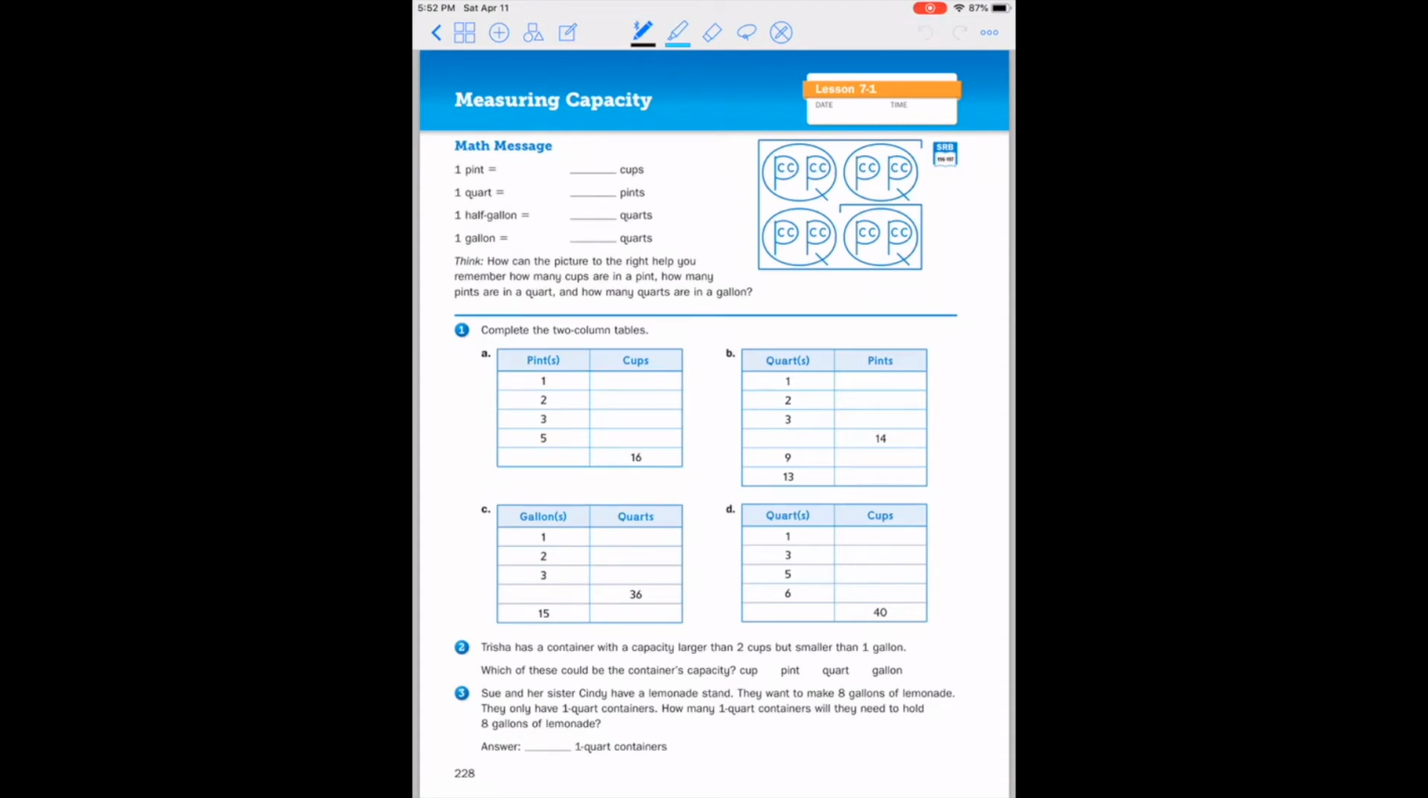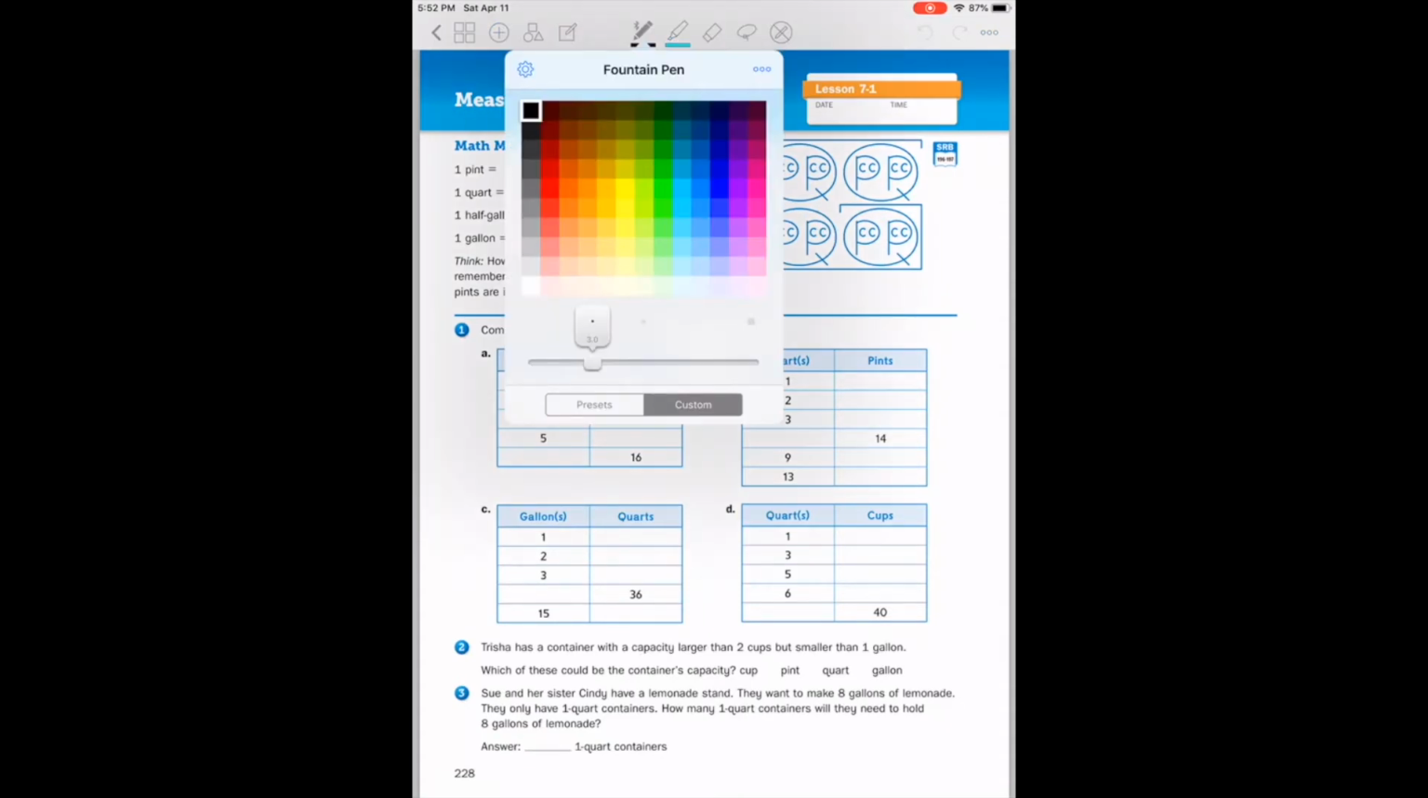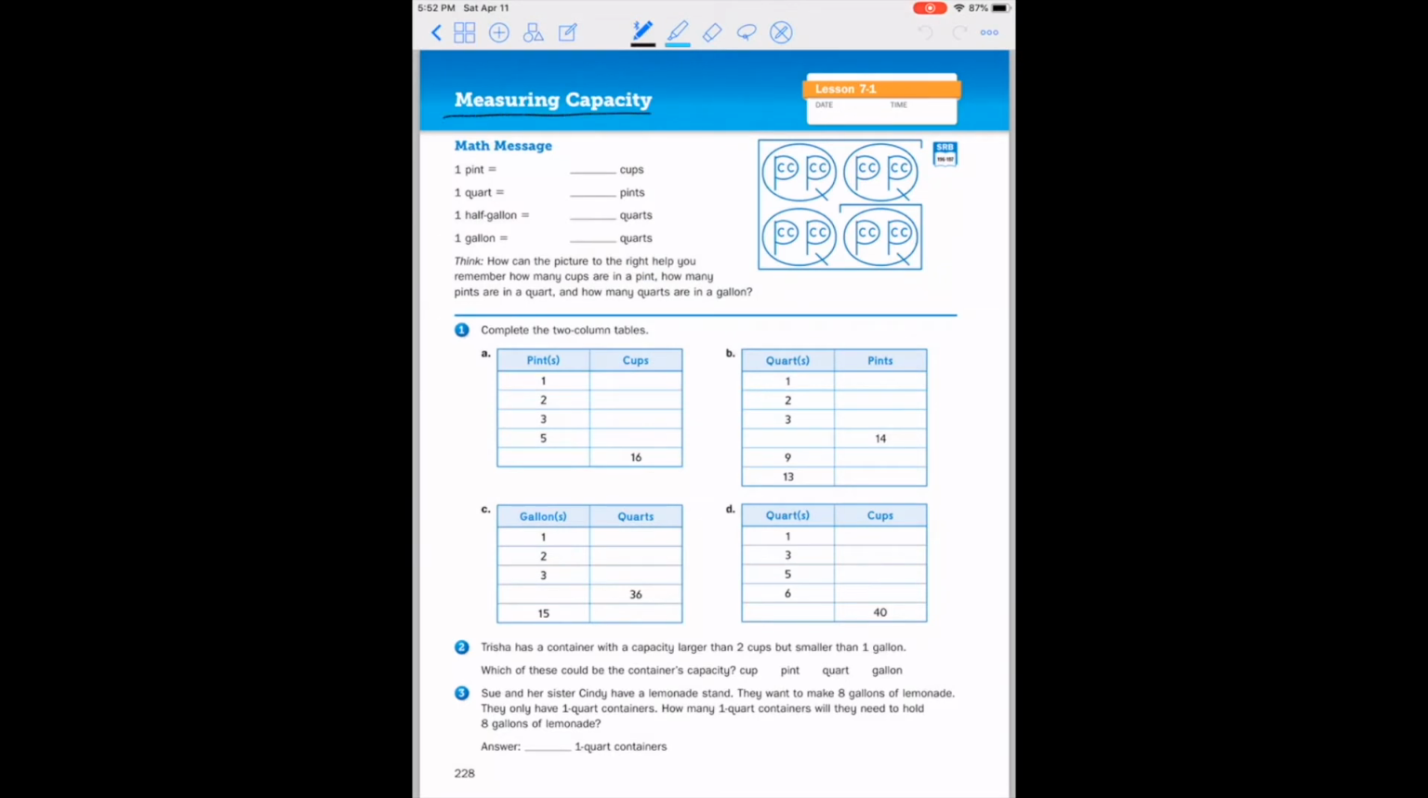228, and the title should say measuring capacity. And remember, capacity just means how much can you fit in an area. So restaurants have a certain amount of capacity of people that they're allowed to have. Anything over that would be dangerous to have that many people in one area.